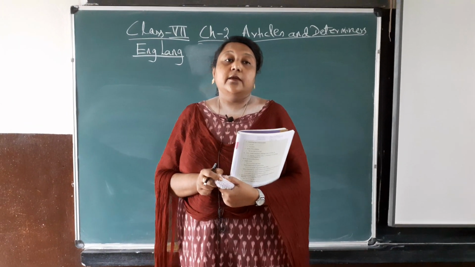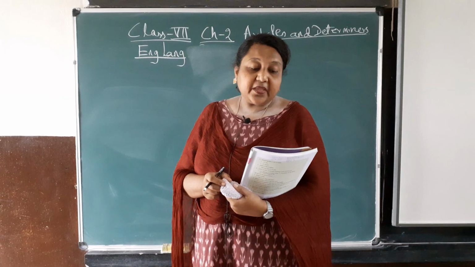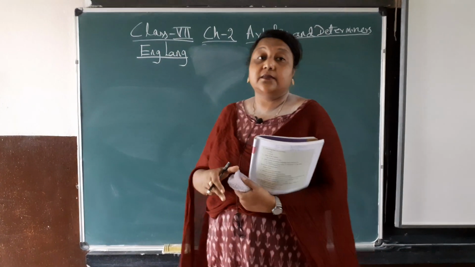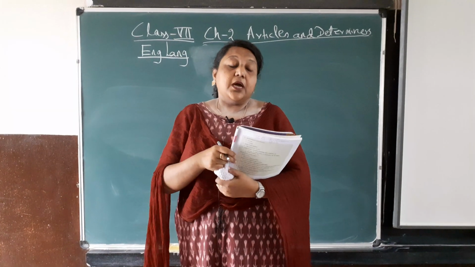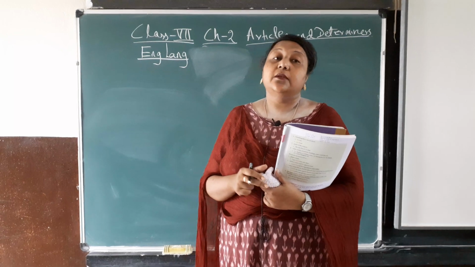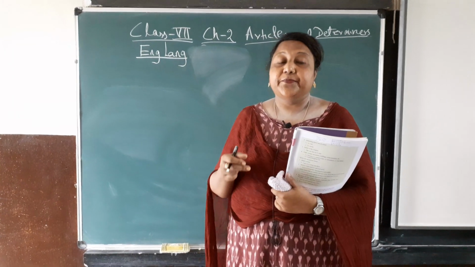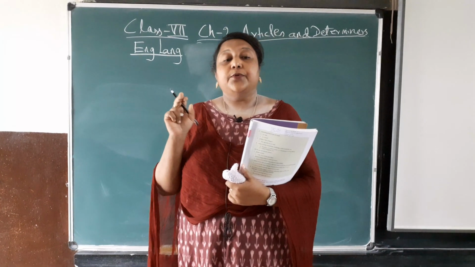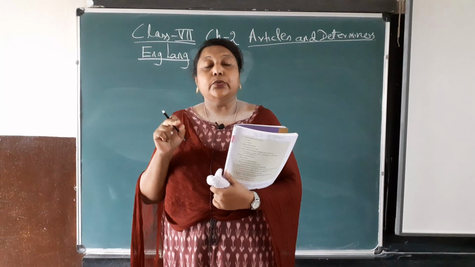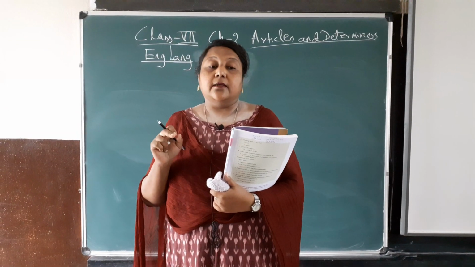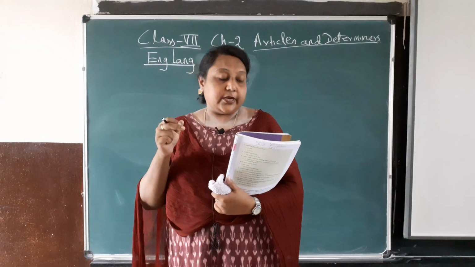Today we are here to once again revise chapter 2, that is articles and determiners. Earlier we have read about articles. So, what is the major difference between an article and a determiner? Determiners also modify any particular noun. Articles also do the same, but all determiners are not articles. Article is a part of a determiner.